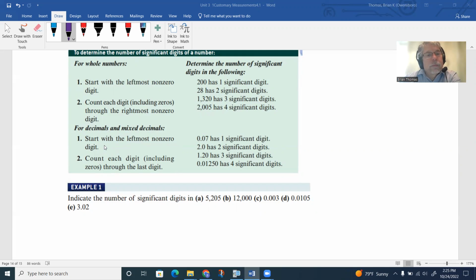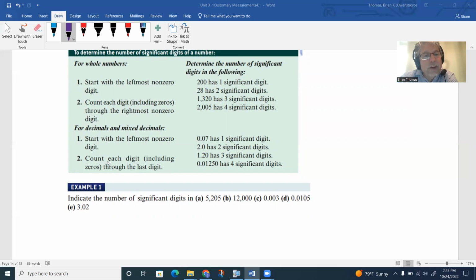So let's start with, if I want to talk about decimals or mixed decimals. This is where it gets trickier, with decimals. Again, you start at the leftmost non-zero number, which gets trickier because if you look at 007, the leftmost non-zero is actually the 7, okay? With the whole number, the far left number will always be non-zero. But with decimals, the far left actually has zeros in it.